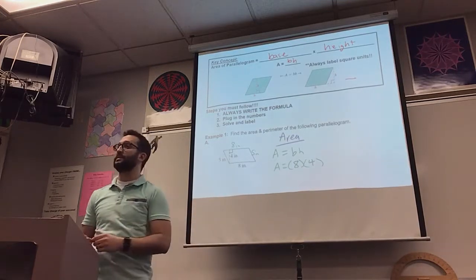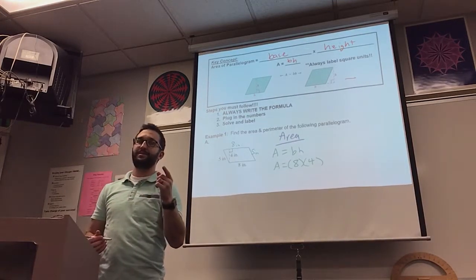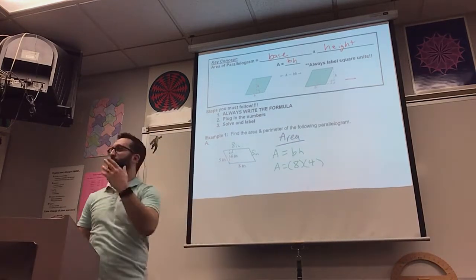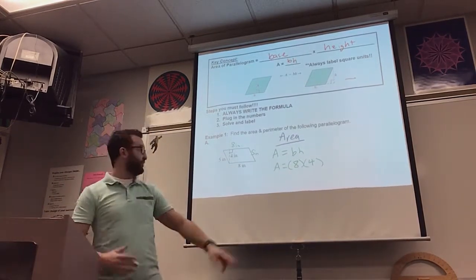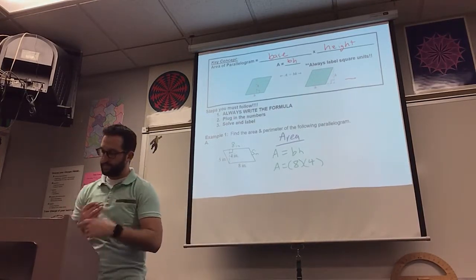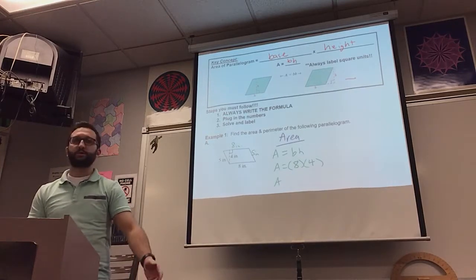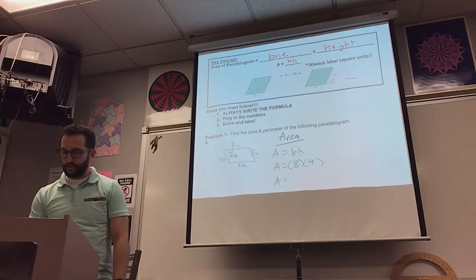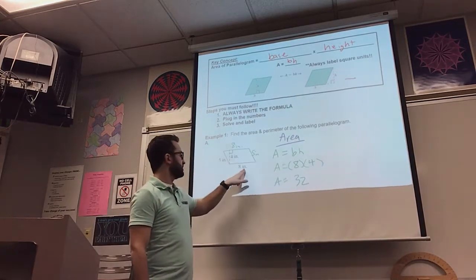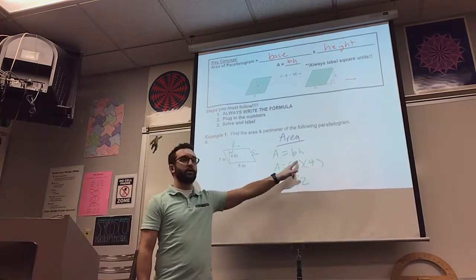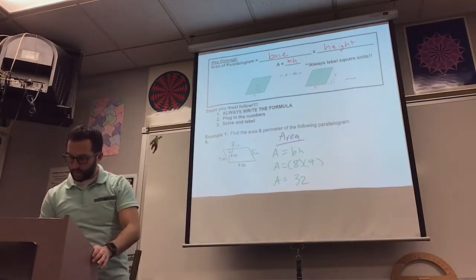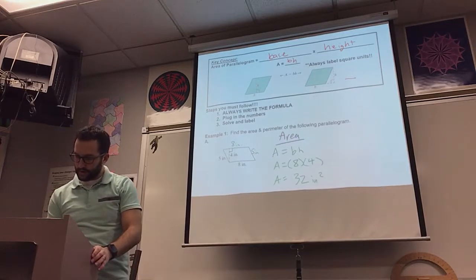Why does 4 have to be the height? Because it forms a right angle with the base. Exactly. So why is 8 the base? Because it forms a right angle with the height. Why is 4 the height? Because it forms a right angle with the base. They're tied together. Okay. This is all review. And we can do this one in our head. 8 times 4 is 32. Now, we have to add our units in. What are the units of the 8? What are the units of the 4? So that means we have inches times inches, which is inches squared. So that's our area.